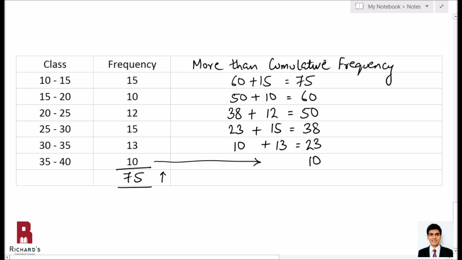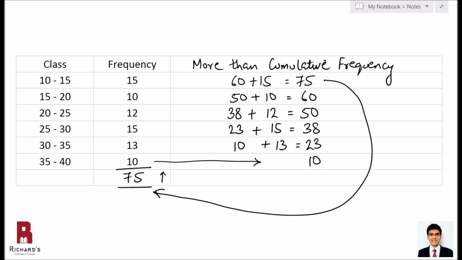And if you see, 75 is our total of the frequency column. So this is how you calculate more than cumulative frequency.